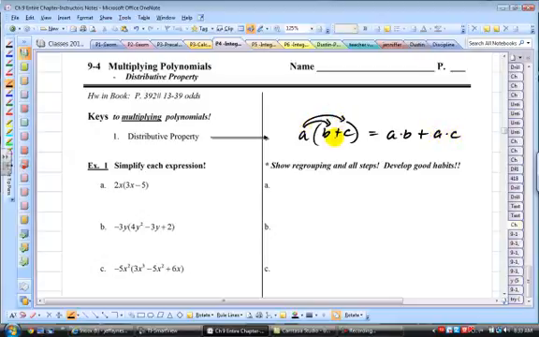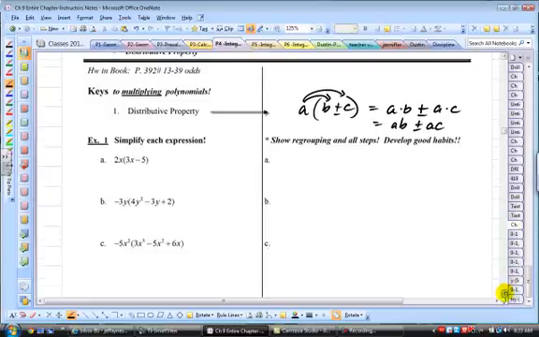That also works for minus, so if you saw a minus sign here, it also works for this as well. So ab, plus or minus, depending on what you see, ac. That's called the distributive property. All you do is multiply all terms in the polynomial by that leading term, a. And that's exactly what we're going to do.